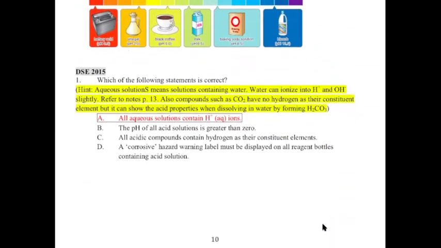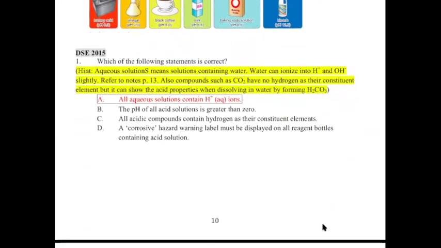Okay, and the next one, which of the following statements is correct? For this one, first one, all aqueous solutions contain hydrogen ions. If it's an aqueous solution, that means it contains water, and water would undergo this reversible reaction to release hydrogen ions and hydroxide ions. So all aqueous solutions contain hydrogen ions is correct.